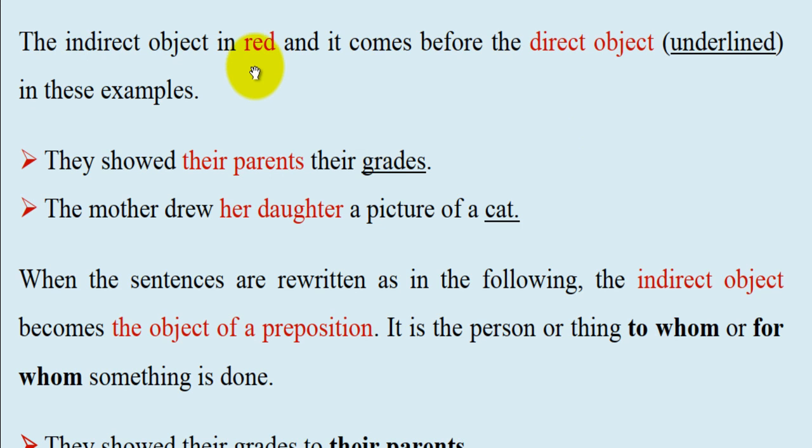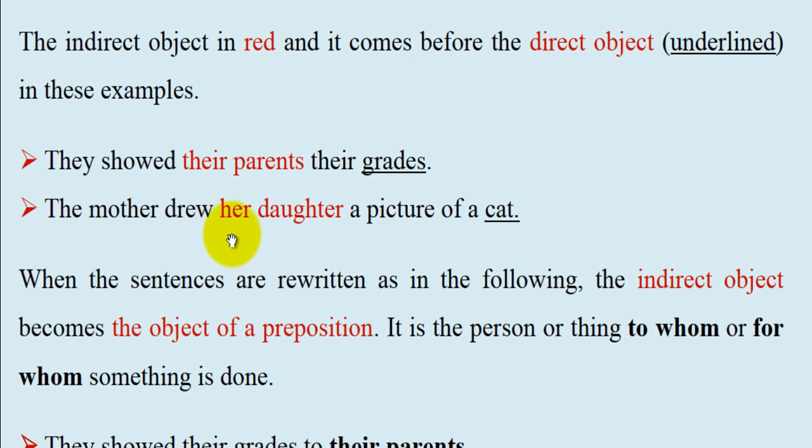The indirect object in red, and it comes before the direct object which is underlined in these examples. So the underlined words are direct object and the indirect object is written in red. They showed their parents their grades. So the indirect object is their parents. They showed what? They showed their grades. So the grades is a direct object. To whom they showed the grades? They showed the grades to their parents. So the indirect object is their parents.